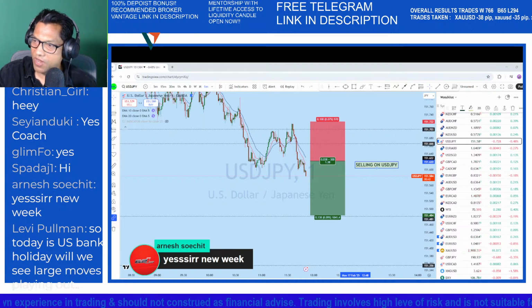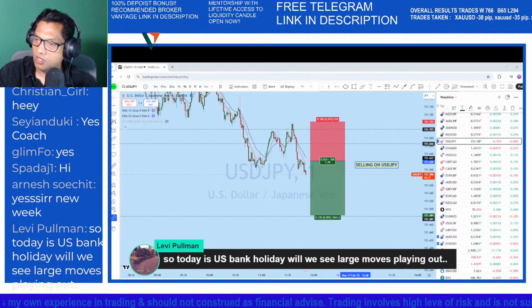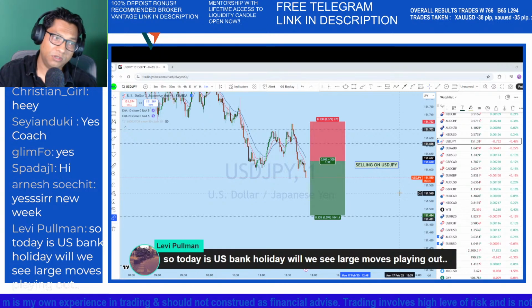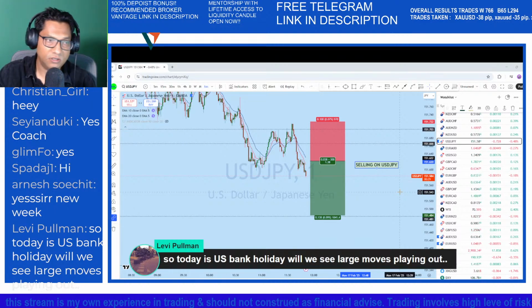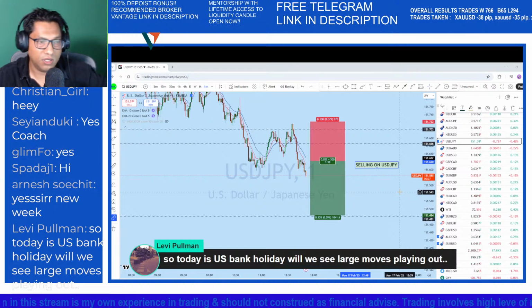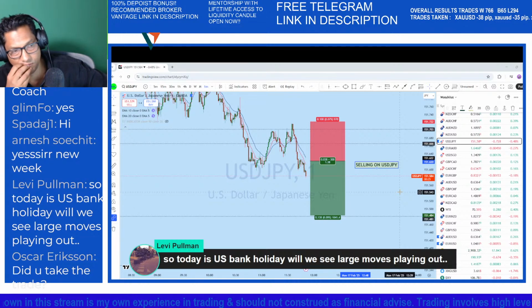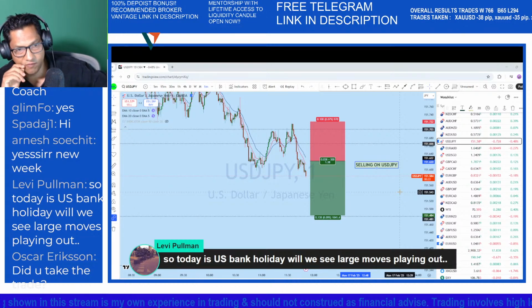So today is a US bank holiday. We'll see large moves paying out. Still the market moves. You can see dollar yen moving. XAUSD sideways. Yeah, that's true. And we can see dollar yen moving. We are taking it as an advantage.